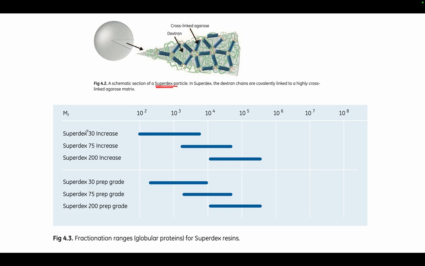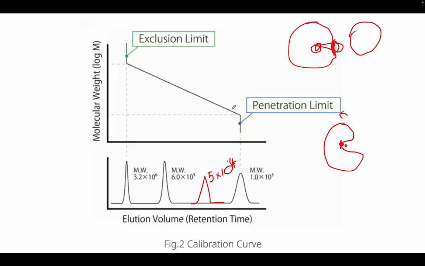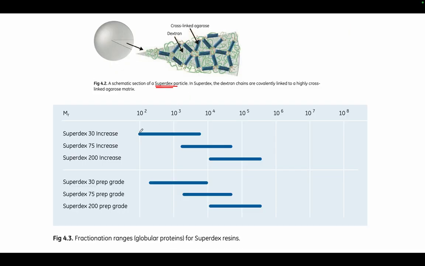Within Superdex, you can see there are different varieties: Superdex 30, Superdex 75, Superdex 200. What this is showing is the fractionation range. What is the range between here and here? This is saying that the fractionation range for Superdex 30 is like 100 Dalton to almost 10 kilodalton.